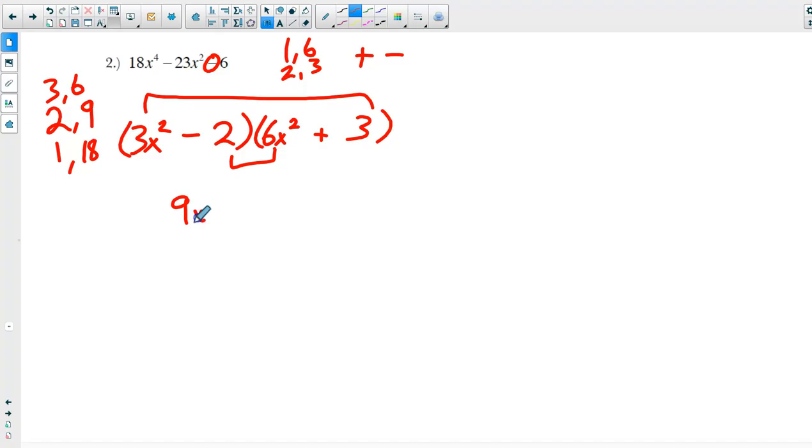I get 9x squared, negative 12x squared. Is that giving me negative 23x squared? No.